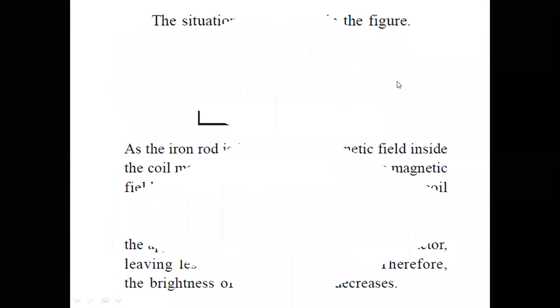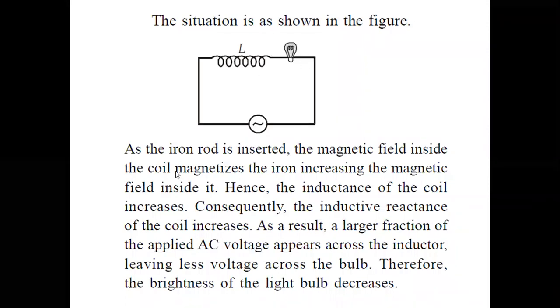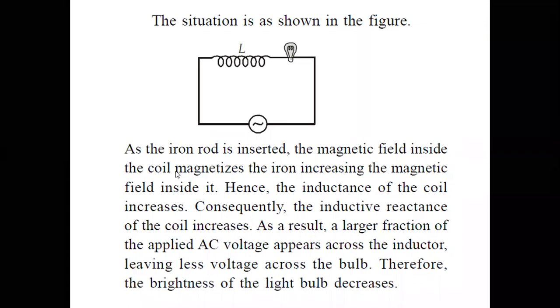The same explanation is done in another way, in mathematical form. The situation is as shown in the figure: you have an inductor, you have a bulb. Let me read it; you will appreciate it. As the iron rod is inserted, the magnetic field inside the coil magnetizes the iron. Do remember, the magnetic field is inside the coil, because the coil acts as a source of magnetic field. It magnetizes the iron, increasing the magnetic field inside. Hence, the inductance of the coil increases, L increases.